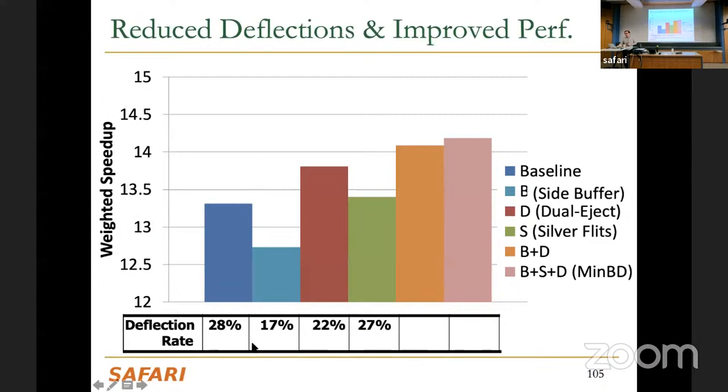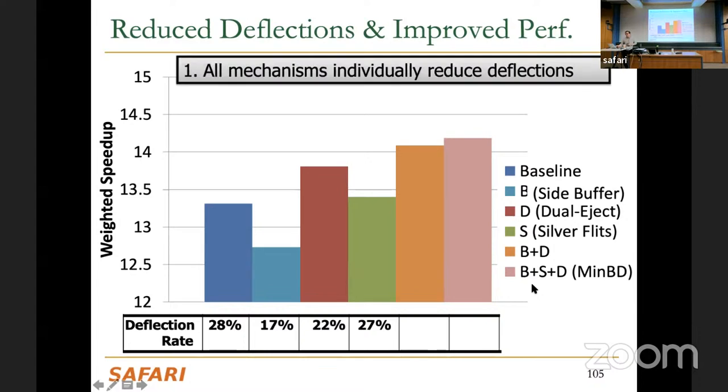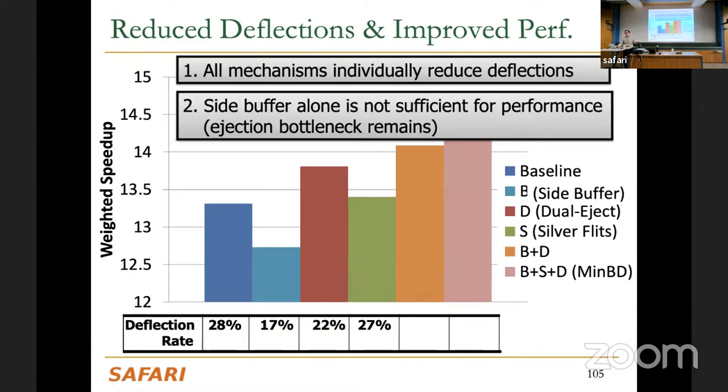But let's take a look at these examples. These are basically showing the deflection rates over here. And these are different mechanisms evaluated individually and in combination. So MinBD employs all of those mechanisms. All mechanisms actually individually reduce deflections. That's interesting. And side buffer alone is not sufficient for performance. As you can see, the ejection bottleneck remains. So side buffer by itself actually reduces the performance compared to the baseline.